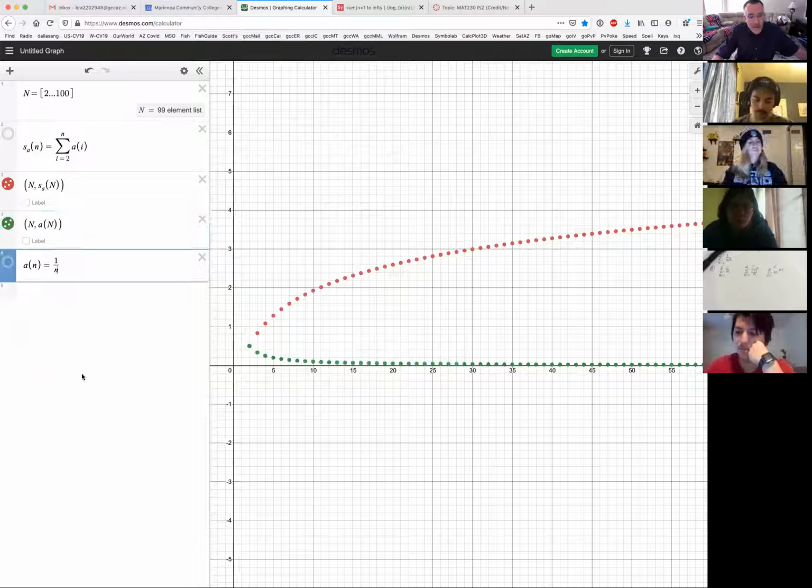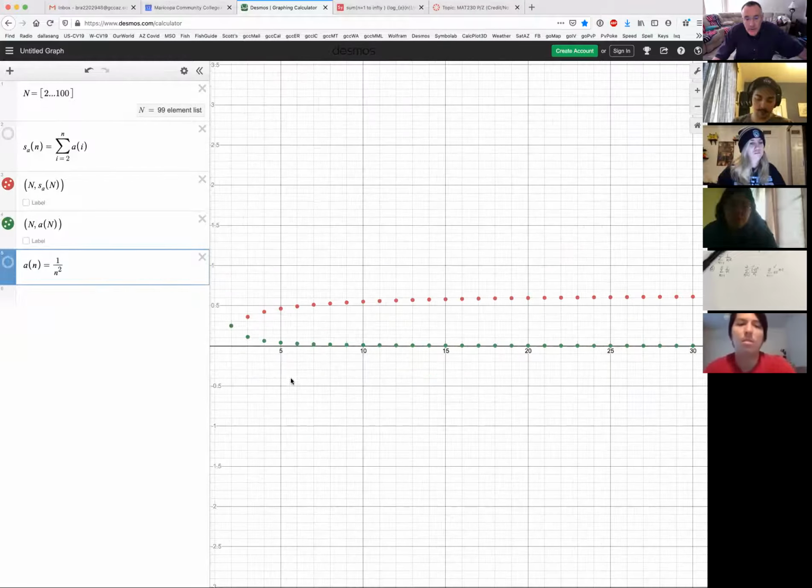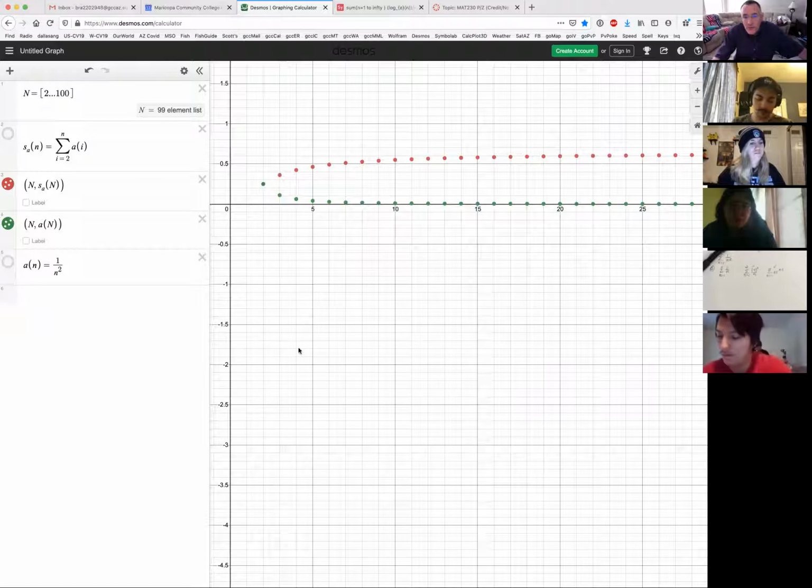And then let's look at n squared first. So we're going to look at n squared. So here go the terms, right? Terms are getting smaller, smaller, smaller. And the sum looks like it's getting bigger, bigger, bigger. In fact, it looks like it's kind of leveling off here. So based on Desmos, I'm going to guess that this actually has a limit and that it converges. Everybody good so far?